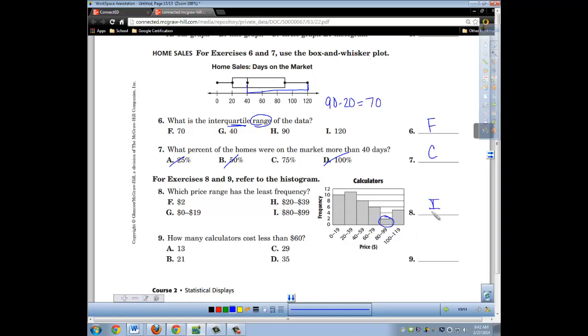Number 9, how many calculators cost less than $60? So I'm looking at this bar, and this bar. That first bar goes up to 10, the second bar goes up to probably 11, and this bar goes up to 8. Add those up, we're going to get 29, part C.